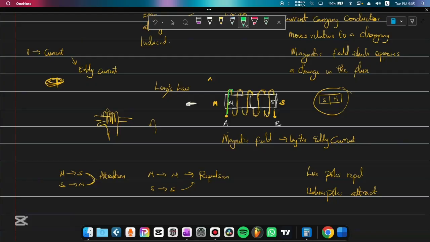Like that. Like that. Like that. And come out at B. Therefore, current will flow from A to B. I don't know if you understand this.